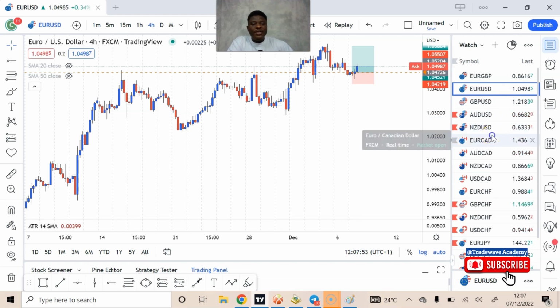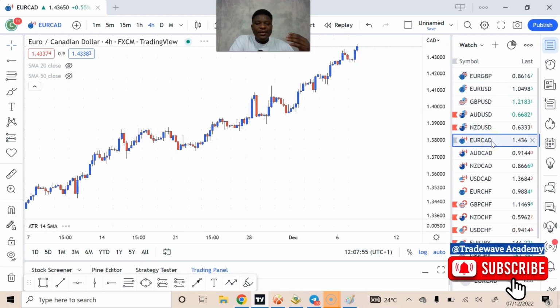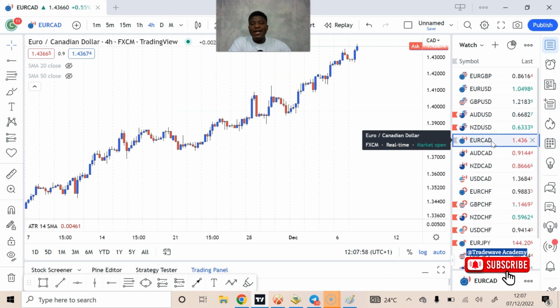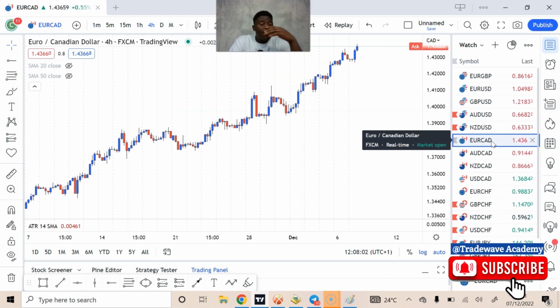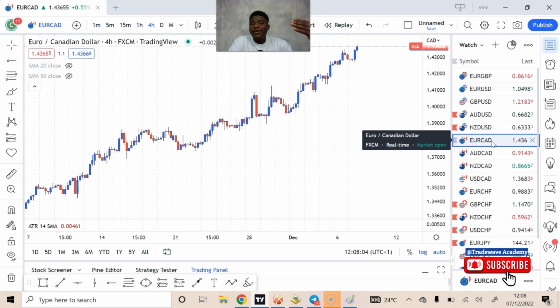Okay, so let's do the Euro card. Now the Euro card, the AUD card, NZD card, and USD card are correlated. Not all of them are equally correlated. There are some that are more correlated to each other, just like we saw on the USD pairs.